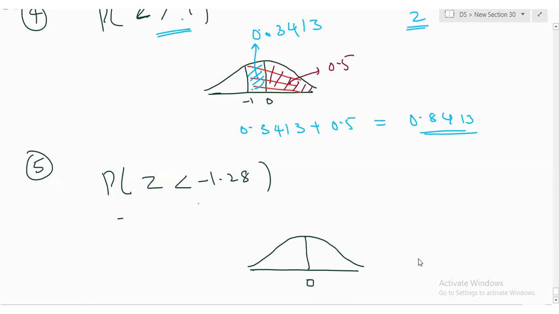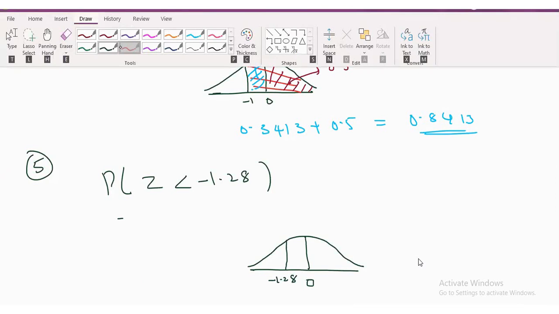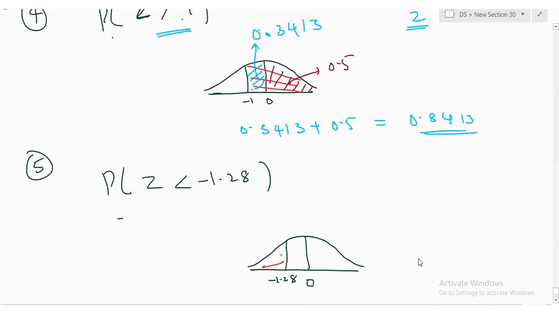0. Where is this? It is this side of the 0. At least you should know that. And I want the area less than that value. Less than means what? Which side? This area I want. How can I find this? First, I don't know this area from the table, but I know 0 to 1.28. The 1.28 area I know. How much is that?